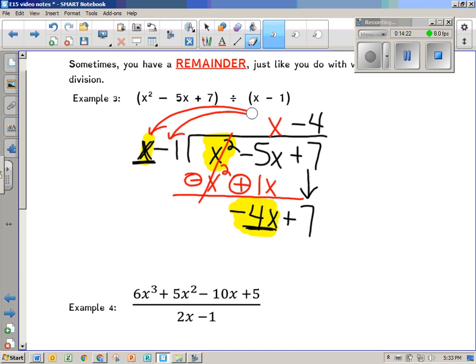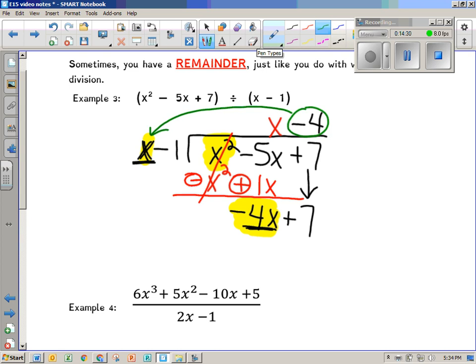We can show it again. So now I need to multiply negative 4 times x and then times negative 1. And I'm going to record it right underneath. Thank you for your patience.